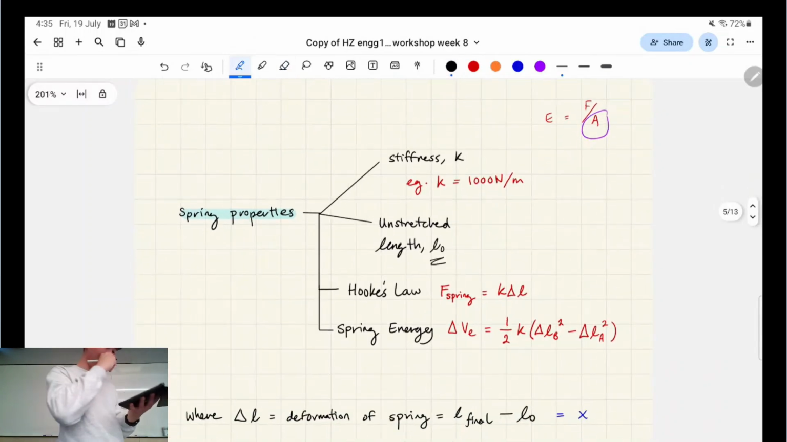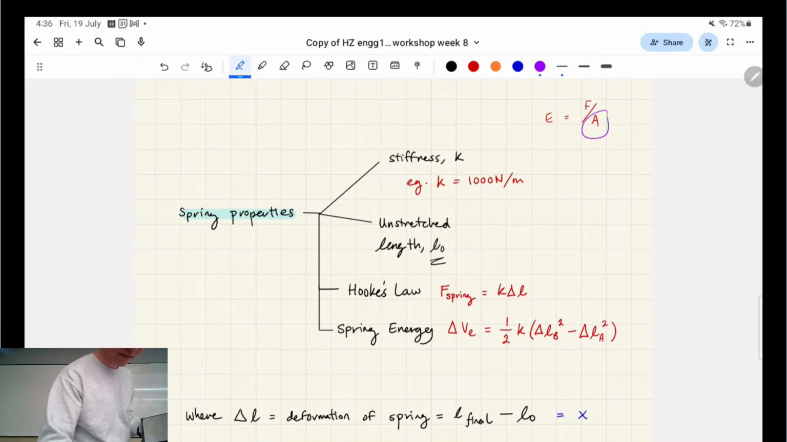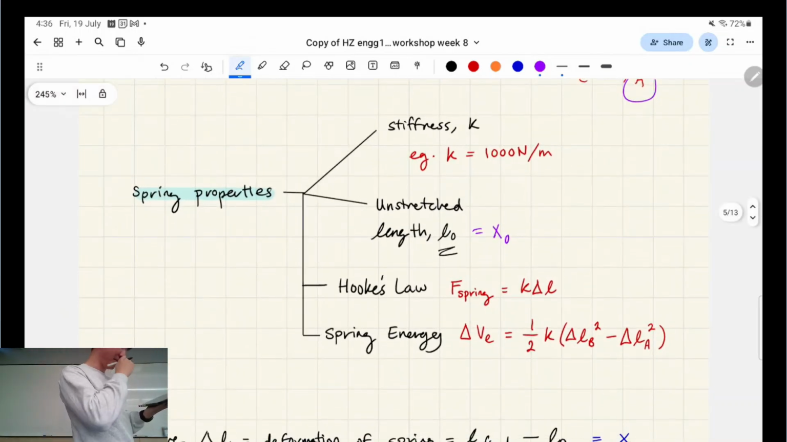Its unstretched length we can call LO. I might have called it XO in some notations for some of the questions. But yeah, Hooke's law is that the force of the spring is equal to that stiffness multiplied by how much you're gonna stretch the spring out.